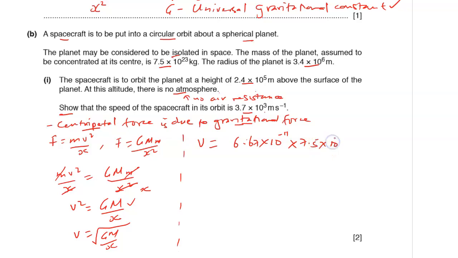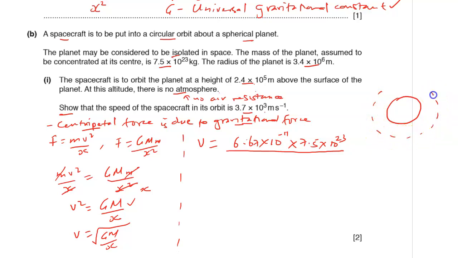7.5 times 10 raised to power 23, and we are told the radius of the planet is this. Of course, if this is the planet, we draw a smaller one. This is our planet, right? The spacecraft is orbiting at a height of this.